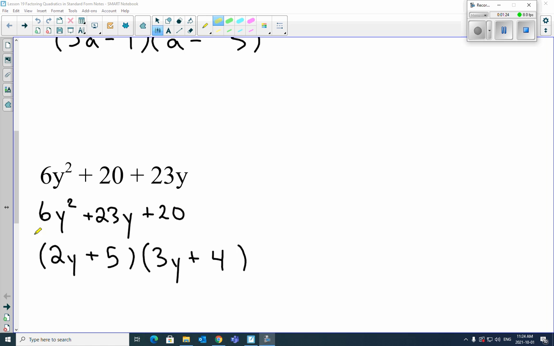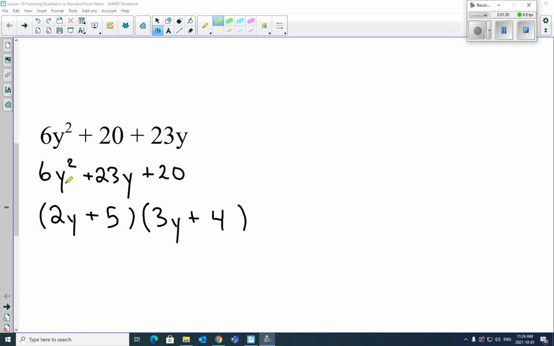And again, factors of 6 could be 1 and 6, 6 and 1, 2 and 3, 3 and 2. You can do it by decomposition, but as you get better with them, you'll just realize what the factors are. And the 20 is either 1 and 20, 2 and 10, or 5 and 4, whatever it happens to be. So let's double check this one. Now, this positive here means the signs are the same, and in this case, they're both positives. 2 times 4 is 8. 5 times 3 is 15. Added together gives us our 23, right?